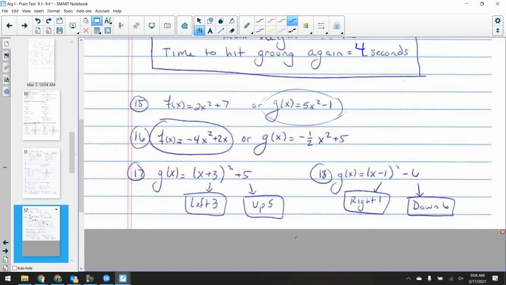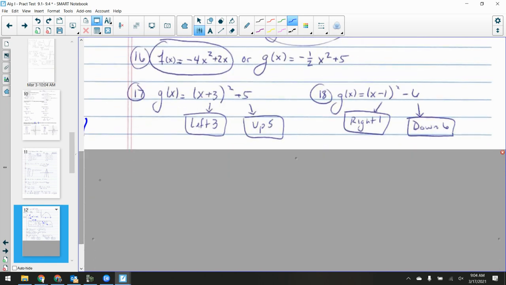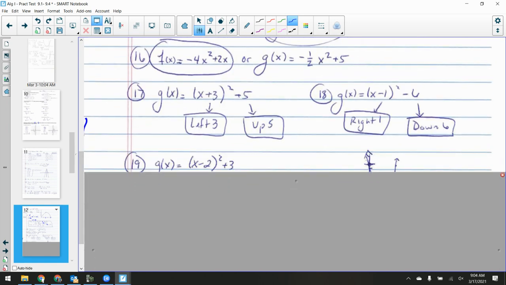And our last one that we have, number 19. Who had 19? Elena had number 19. That's right. She said that the vertex is at 2 comma 3. Now, I've had a lot of people telling me that the vertex should be at negative 2 comma 3, because they see within the equation a negative 2.